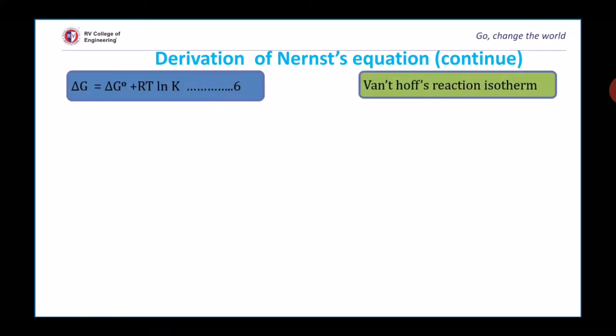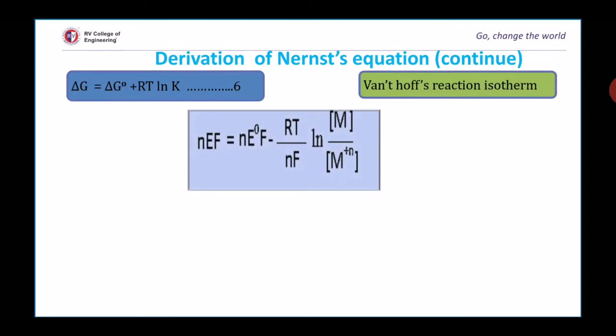Delta G, the change in free energy, varies with the temperature and concentration of the products as well as reactants. It is given by a relation called Van't Hoff's reaction isotherm. Delta G is equal to delta G naught plus RT ln K, called equation number 6. Substitute the values of delta G and delta G naught in equation number 6. We will get this equation.